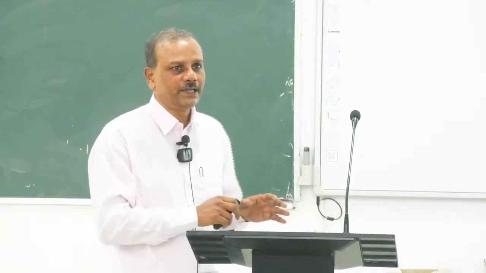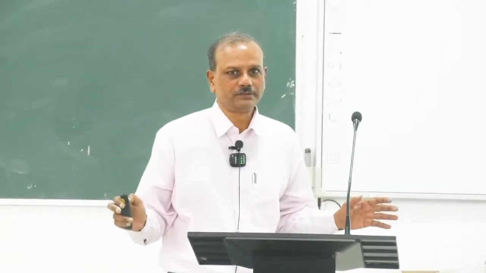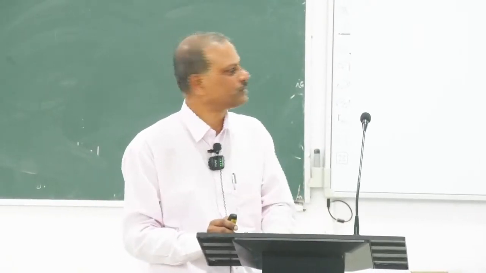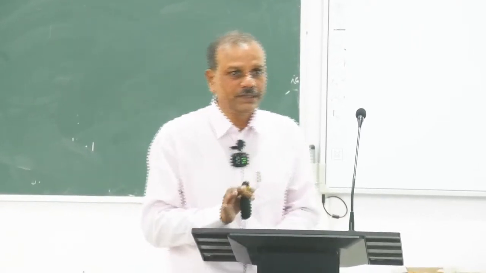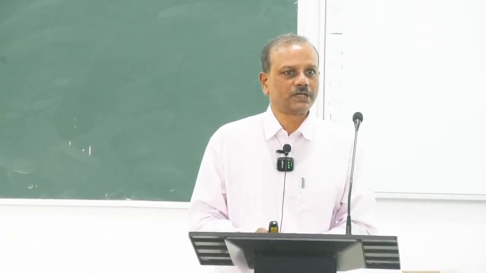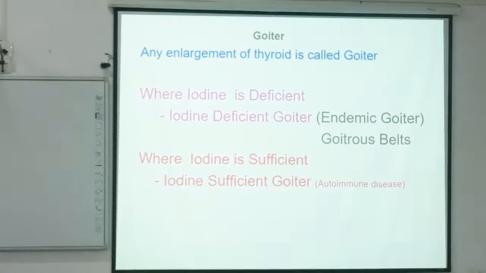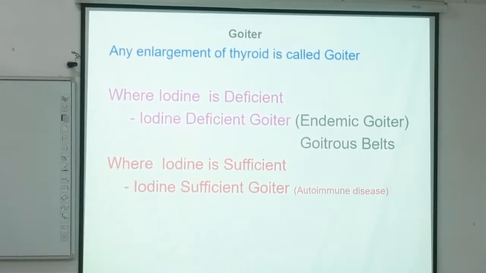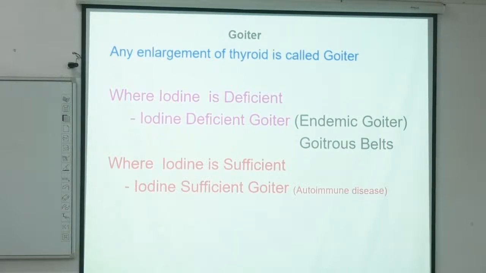So goiter: any enlargement of the thyroid gland is called goiter. Any enlargement, it can be euthyroid, it can be hyperthyroid, it can be hypothyroid. When iodine is deficient, that is called an iodine deficient goiter. Now in our country, because of the iodization of salt over the last 20-25 years, practically there is no iodine deficiency. So if any one of us in this region suffers from a goiter, that is not an iodine deficient goiter.